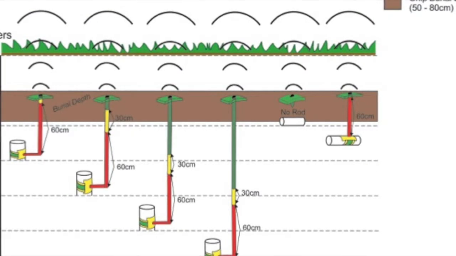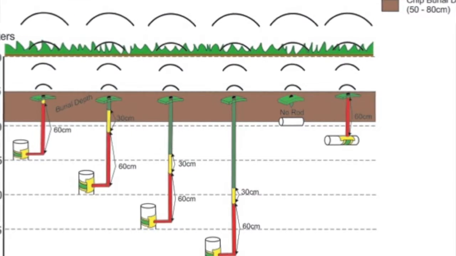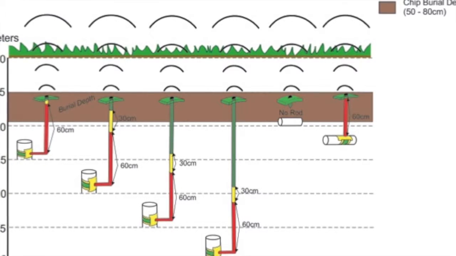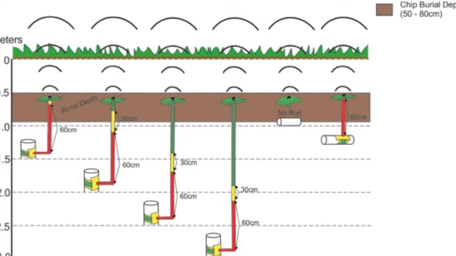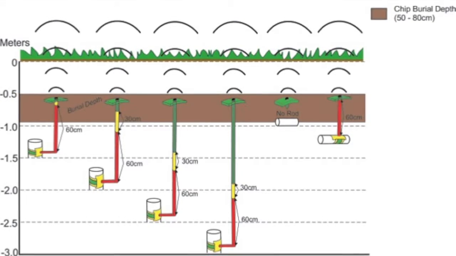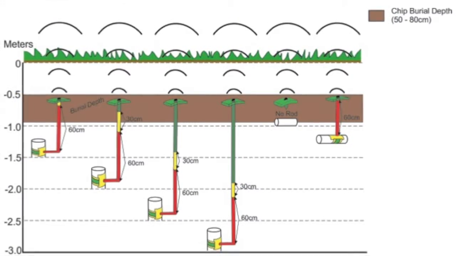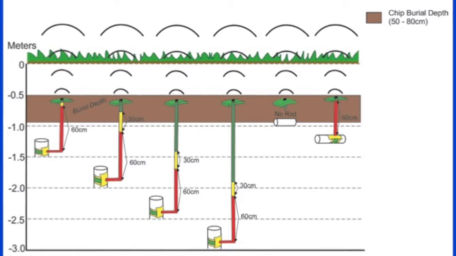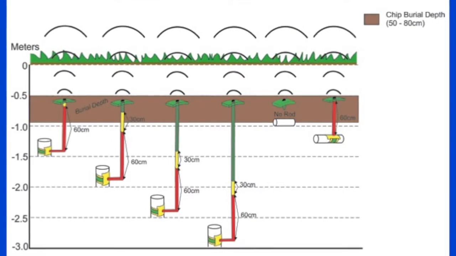In this slide, we're depicting what varying chip and rod orientations may look like when attached to varying depth assets below the ground. As you note, the chip will be buried at a common burial depth of between 50 and 80 centimeters.